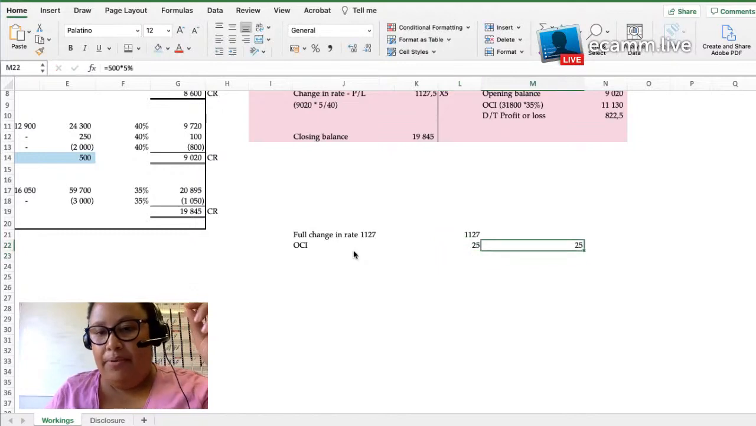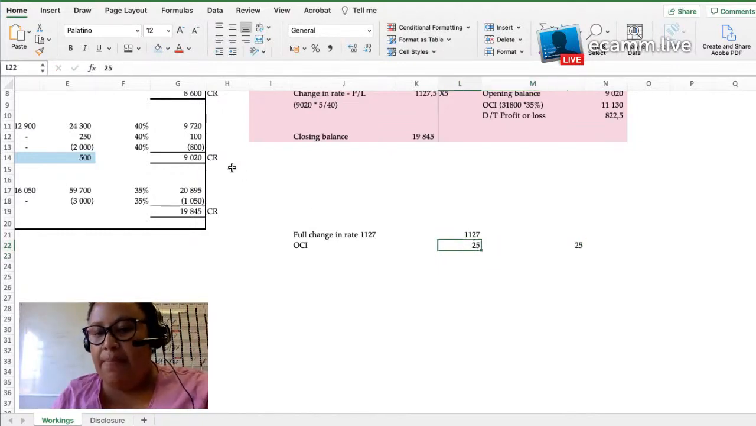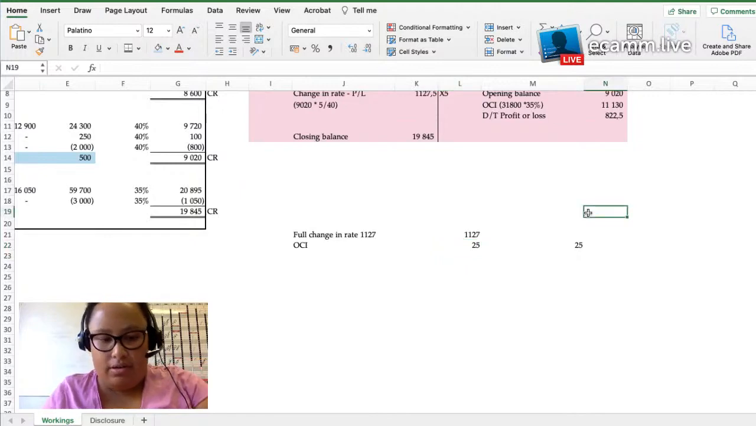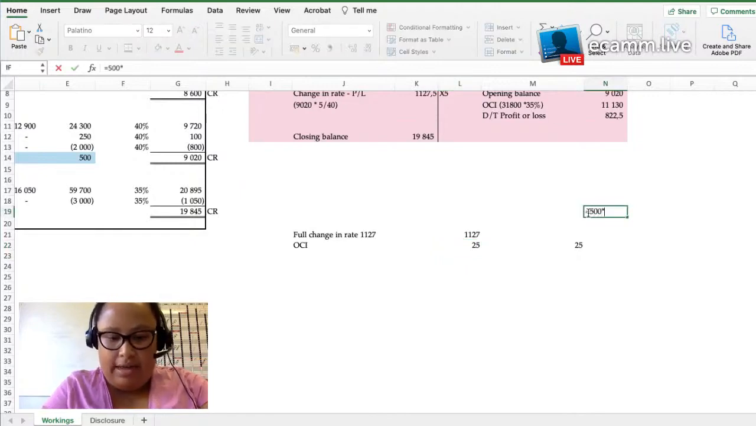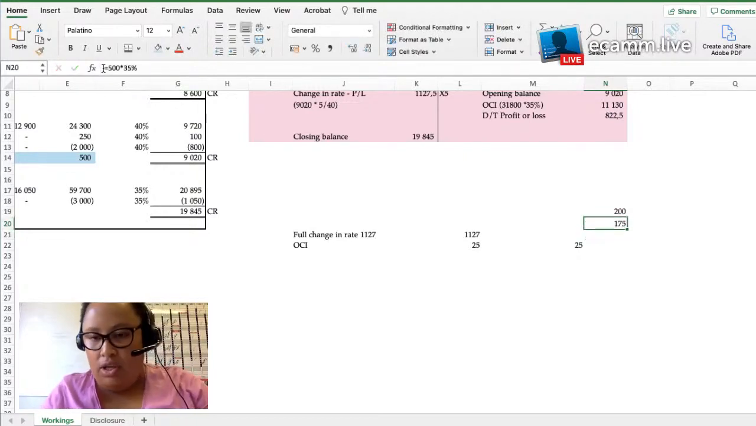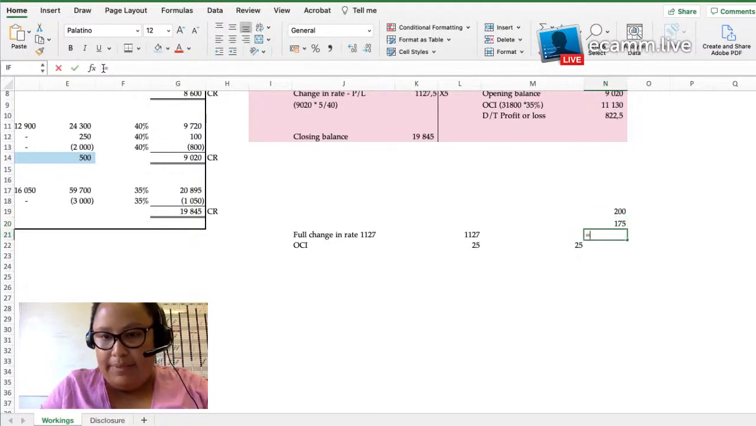Okay, because that's my temporary difference of 500 times 5%. So that would be the impact of the change in rate. It would change my deferred tax from 500 times 40% to 500 times 35%. Let's just do an equals. Okay, so there you can see the difference between that is the 25.